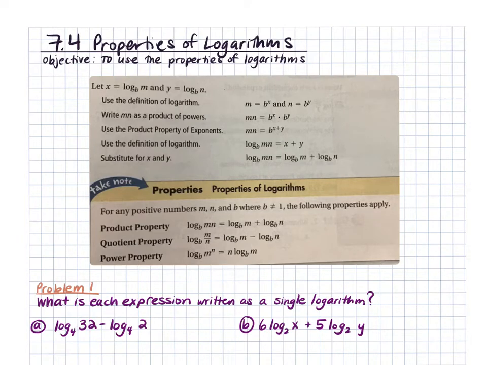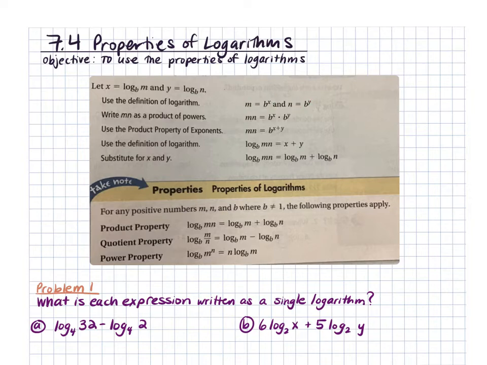Okay, this is the video lesson for Algebra 2, Section 7.4, Properties of Logarithms. So here we're going to use properties of logarithms. Let's let x equal log base b of m, where the answer is m, and x is the exponent. Then y equals log base b of n, where the exponent is y. You can switch these using the definition of logarithm.